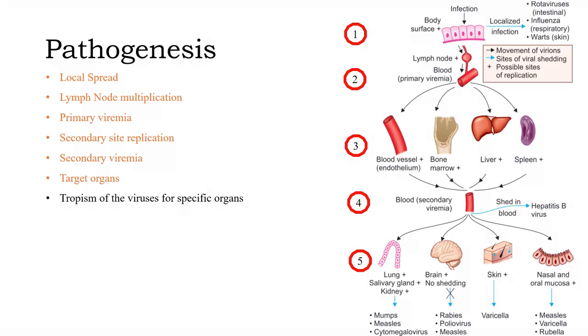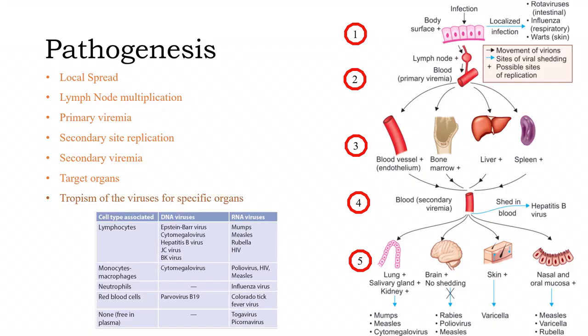In the same way, you also have to understand that particular viruses have affinity for particular types of cells. For lymphocytes, the Epstein-Barr virus, cytomegalovirus, hepatitis B, JC, and BK virus have an affinity like that.